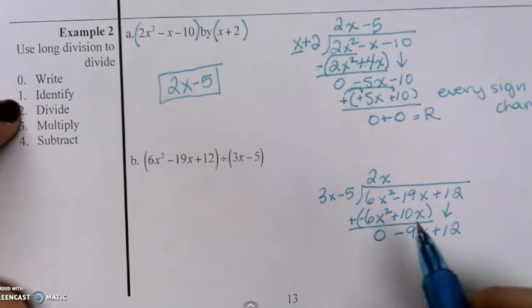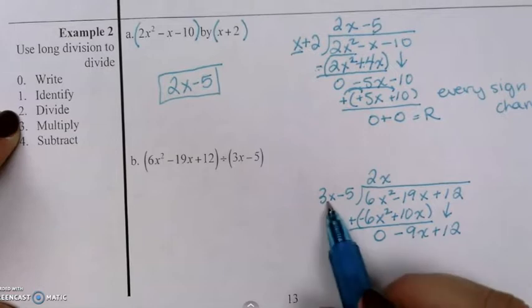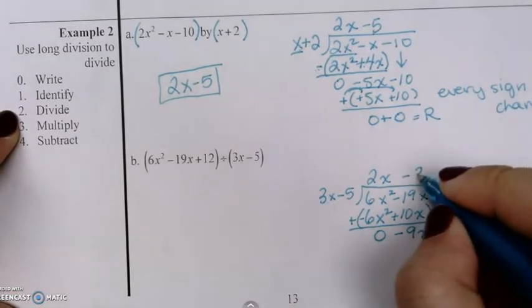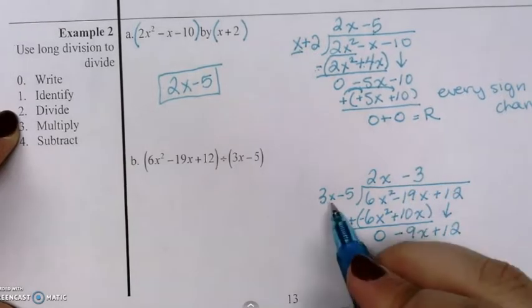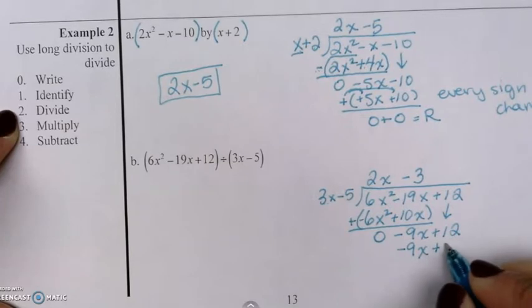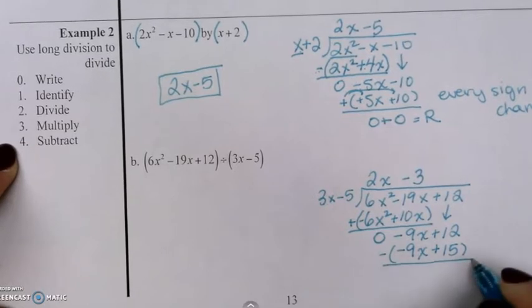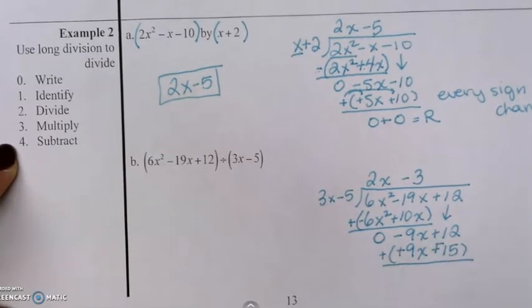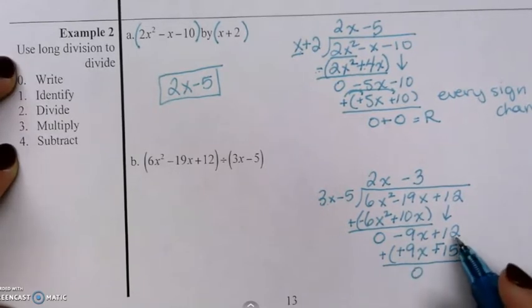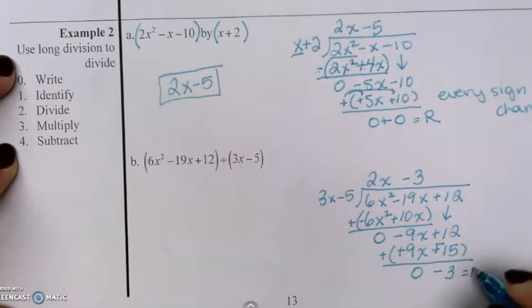Starting over, identify 3x into negative 9x. Divide, how many times does it go in? 3 times negative 3 gives me the negative 9x. Negative 3 times 3x is negative 9x. Negative 3 times negative 5 is plus 15. Then subtract. Distributing my negative, I change all of my signs. Negative 9x plus 9x is 0. 12 minus 15 is negative 3. And because 3x does not go into negative 3, I know that that is a remainder.